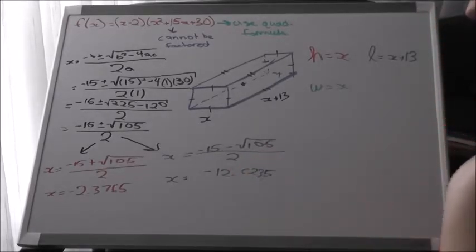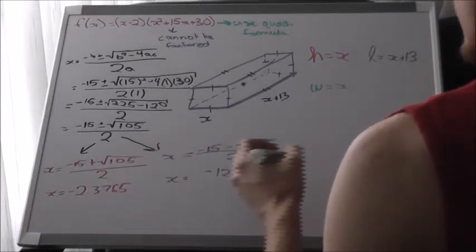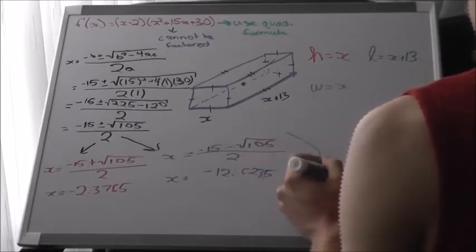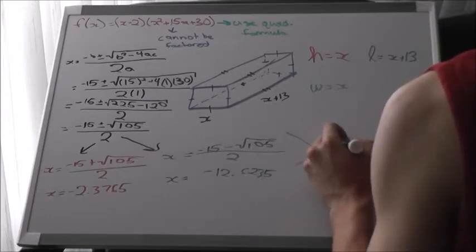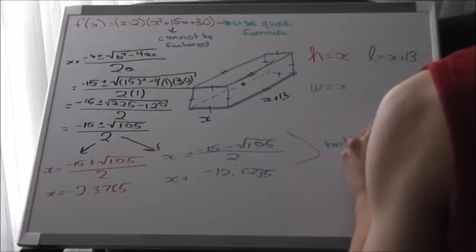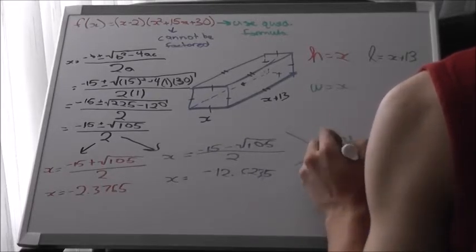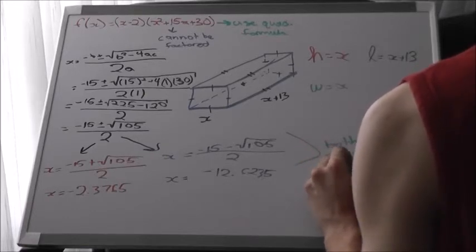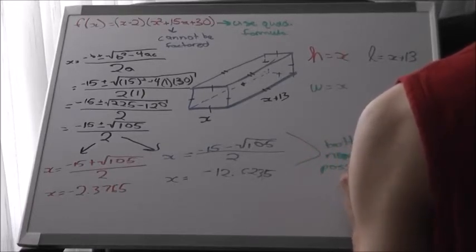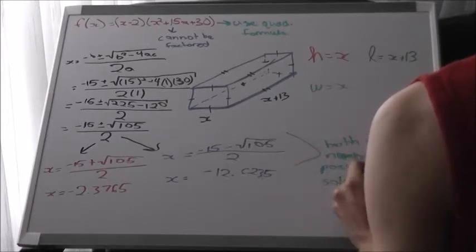Now, since both of these answers are negative, we know that they cannot be part of the dimensions of our box, as doing so would not be possible, as you cannot have negative side lengths. Which means in this case, since we only have one positive answer, we will have to use the root of positive 2 to help us find our side lengths.